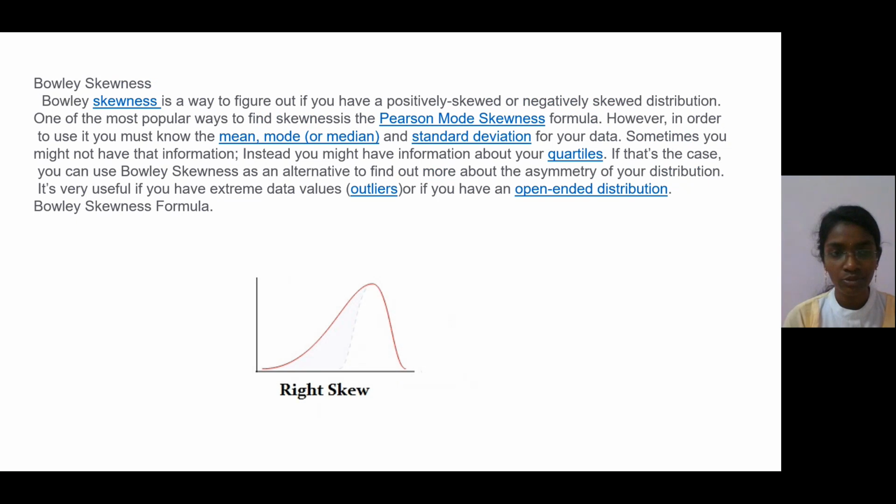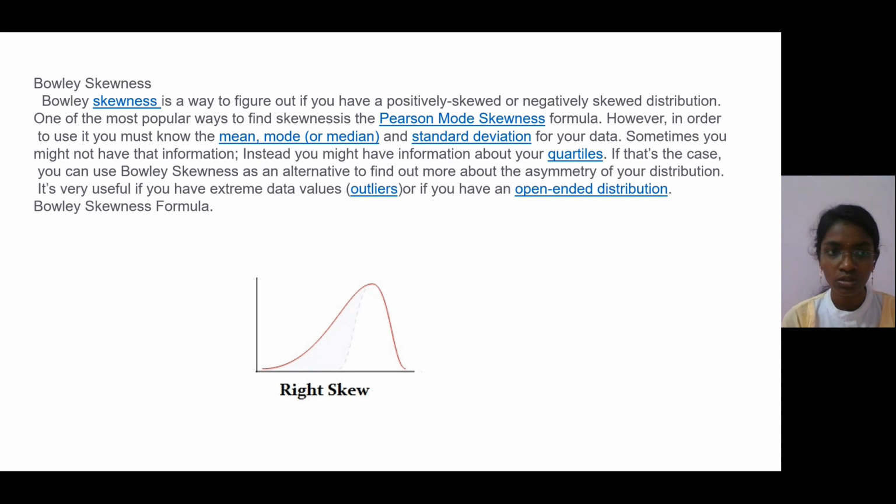Hi everyone, I'm here to tell you about Bowley's skewness. Bowley's skewness is a way to figure out if you have a positively skewed or negatively skewed distribution. One of the most popular ways to find skewness is the Pearson-Moore skewness formula.